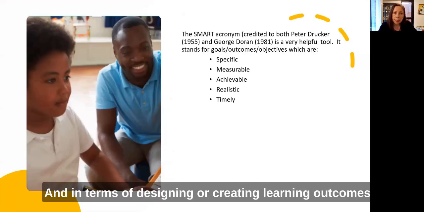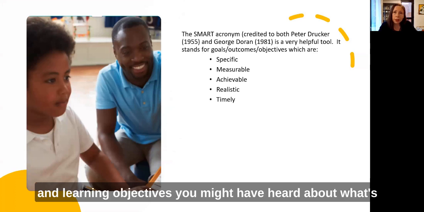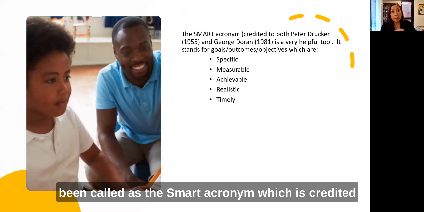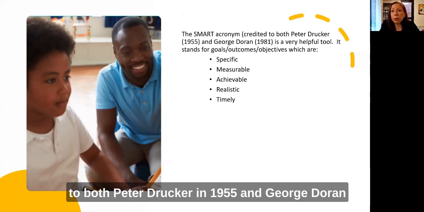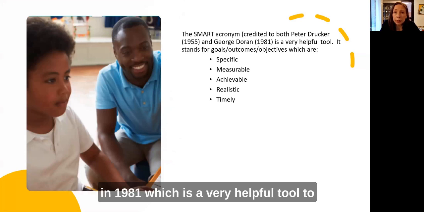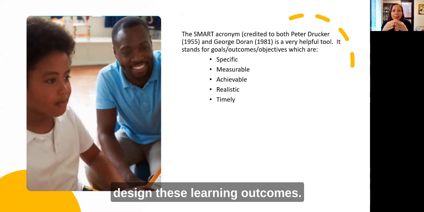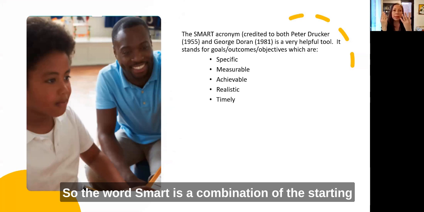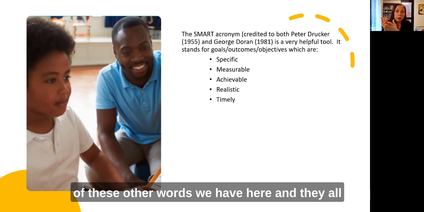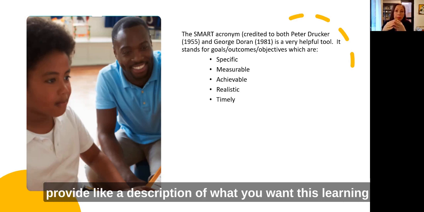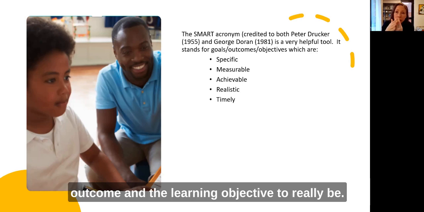And in terms of designing or creating learning outcomes and learning objectives, you might have heard about what's called the SMART acronym, which is credited to both Peter Drucker in 1955 and George Doran in 1981, which is a very helpful tool to design these learning outcomes. So the word SMART is a combination of the starting letters of these other words we have here, and they all provide a description of what you want this learning outcome and the learning objective to really be.